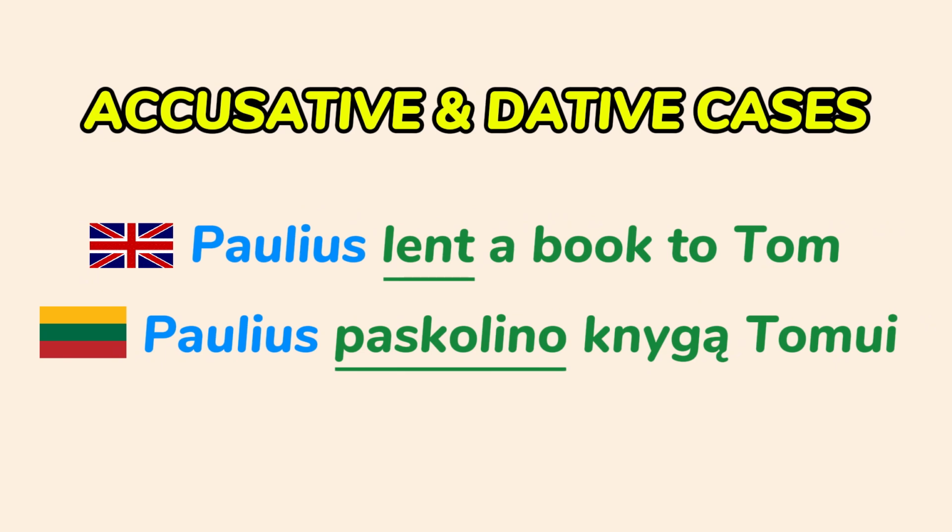We have the verb paskolino. And then we have two additional words, knygą, Tomui. So knyga, the object that I have lent to Tom, is the direct object. It's the thing that I've lent him. Whereas Tomui, to Tom, that's the indirect object, or how I often call it, the recipient. That's the person who received the object. So it's the indirect object. So Paulius paskolino knygą Tomui.